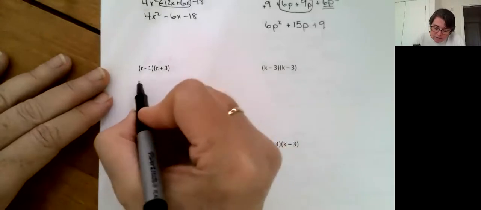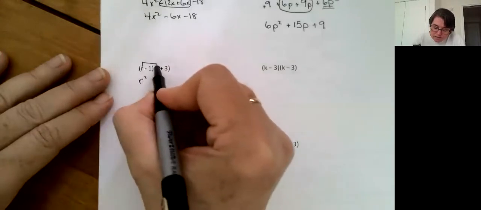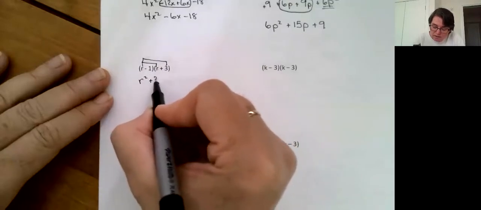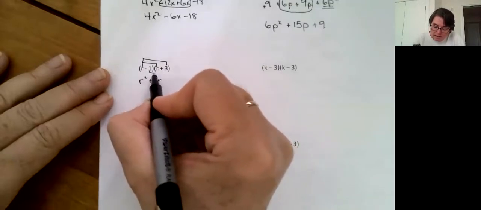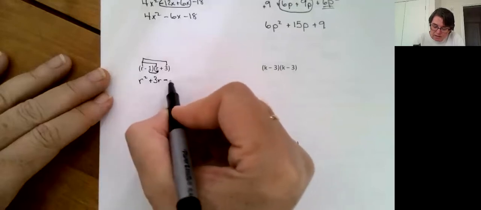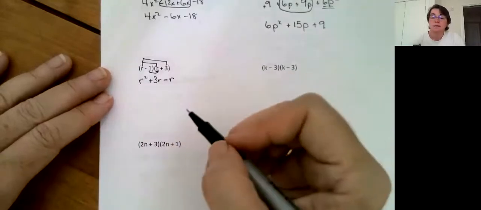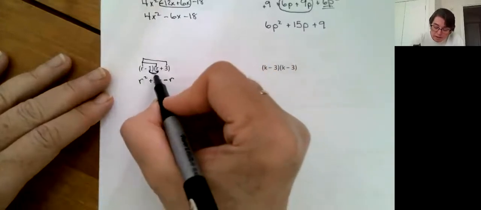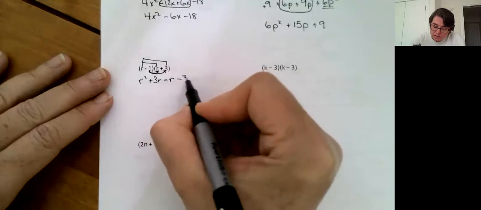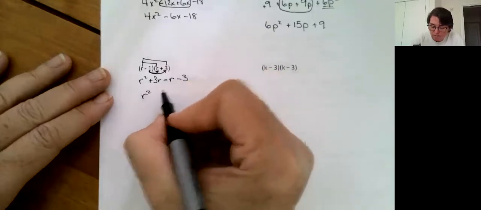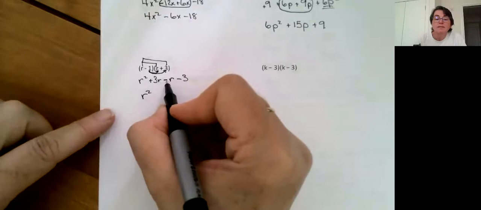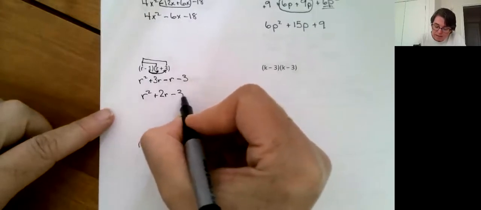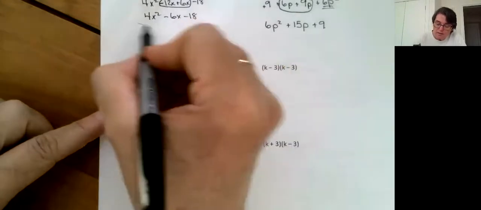R times R is R squared. First, outsides, R times 3 is plus 3R. Ooh, pay attention, there's a negative there. Negative R. You can put the 1 if you want. It's up to you. I usually don't because my writing looks terrible enough to begin with. Negative 1 times 3 is negative 3. So we've got R squared, 3R minus 1R is plus 2R and minus 3. Yeah, circle that one up there.